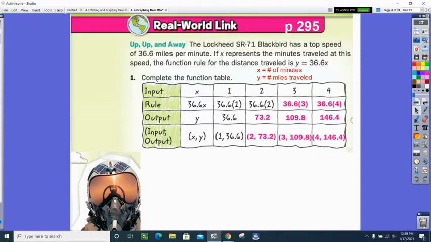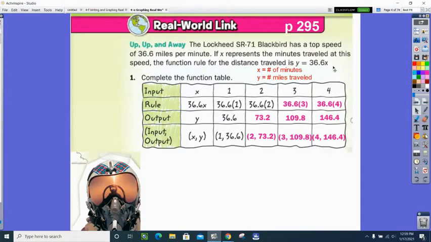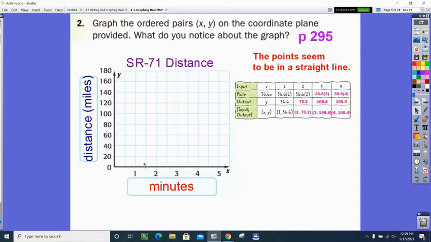Okay, let's talk about graphing this one. The first thing, make sure you put a title. So I put SR 71 distance. Remember that when we defined our variables for this rule, X was the number of minutes, Y is the miles traveled. Those are your labels on the axes. So there's the minutes, there's the distance traveled in miles.